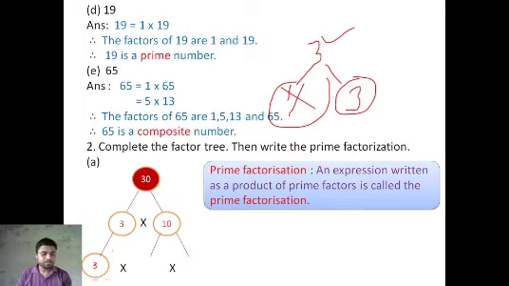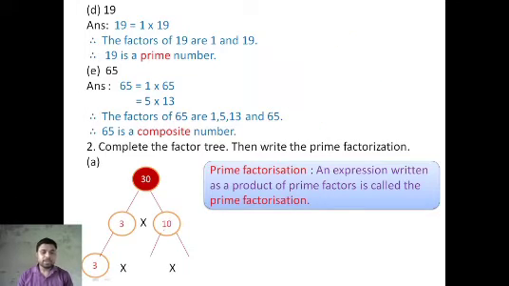Is it clear? Now 10. So which numbers do you get? 2 and 5. Look, 2 and 5. You can write 5 and 2 also, no problem. Now look, 3 is a prime number, 2 is a prime number, 5 is a prime number. That means all are prime numbers here. When you get all prime numbers, that will be the last step. So please remember, the last step will be all prime numbers.